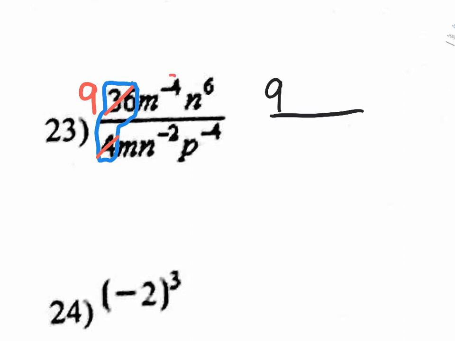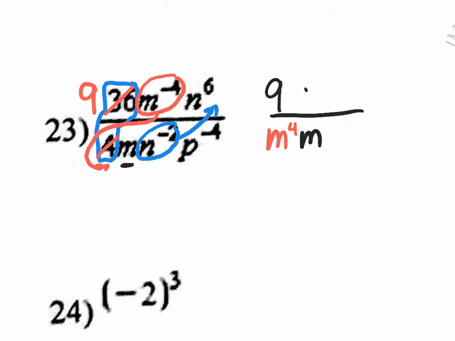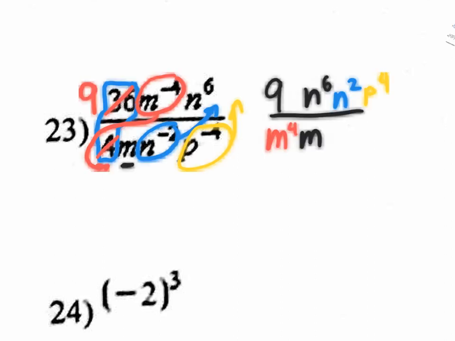Now this m to the negative 4, I'm going to put it out here in the front. So it's going to be m to the positive 4. But I still have this original m, so I'm going to put the original m right next to it. And then I need to take this n to the negative 2 and move it up there next to the original n to the 6th. So let me put the original n to the 6th up here, and let me move that n to the negative 2 up there, which becomes n to the positive 2. And of course, last but not least, we have this p to the negative 4, which goes up, and that becomes p to the positive 4. Wait a minute, was this identical to the previous one?